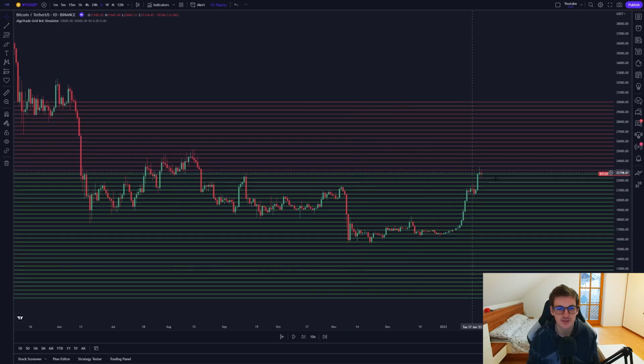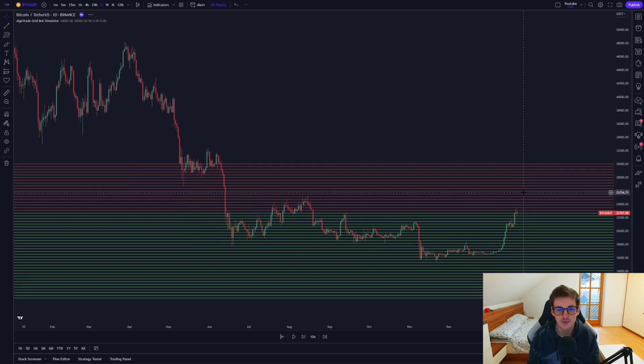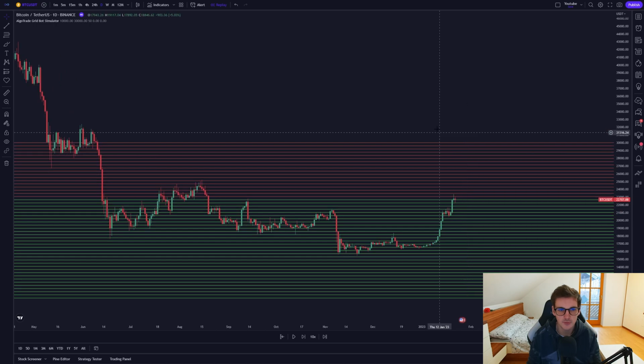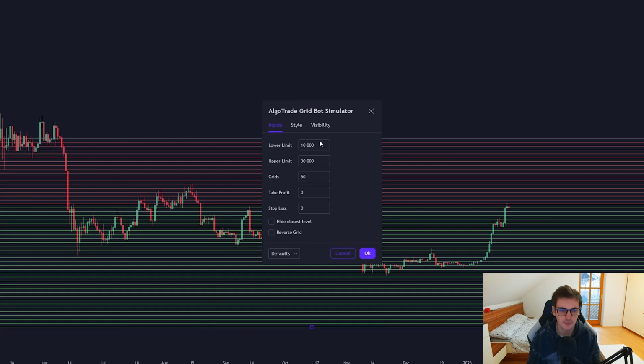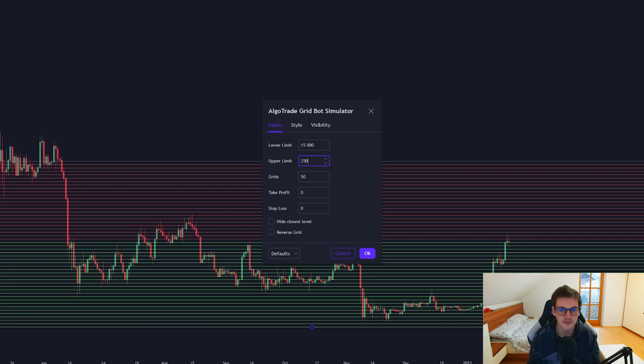GridBots, like the name already suggests, work by creating a grid consisting of buy and sell orders at your specified price range and then executing trades in this range. We can simulate GridBots by using my GridBots simulator script that is available on TradingView. The first two parameters are the lower limit and upper limit, which simply define the range where the grid will be created. Let's use $15,000 as our lower limit and $25,000 as the upper limit.